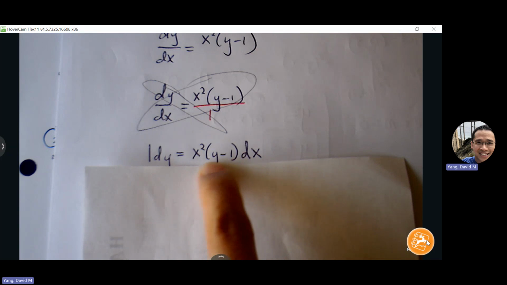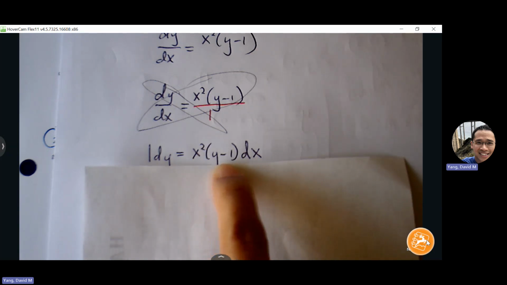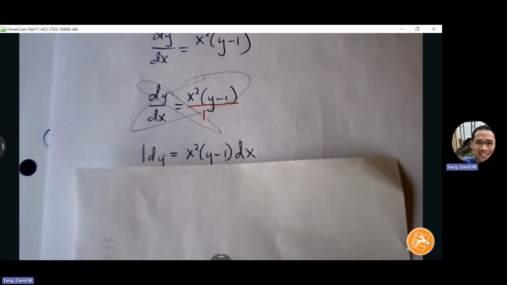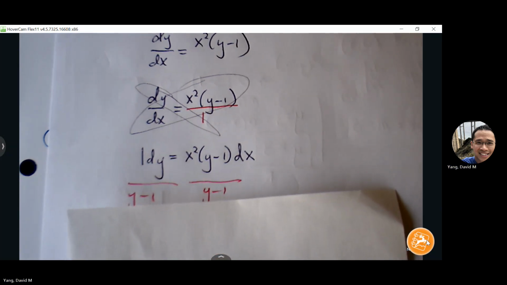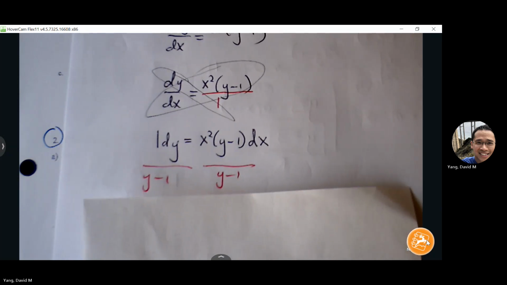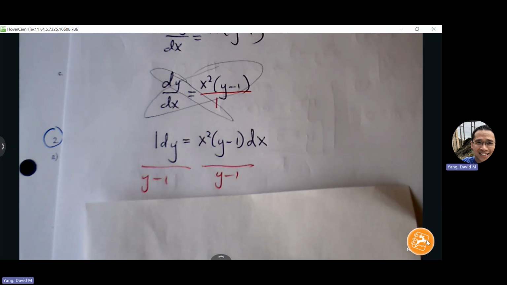So that parentheses is helping us because if we want to move that y, the parentheses is reminding us that we got to move that minus 1 along with it. So we divide by y minus 1. Now we should have full separation of variables. All the y's on the left, all the x's on the right.